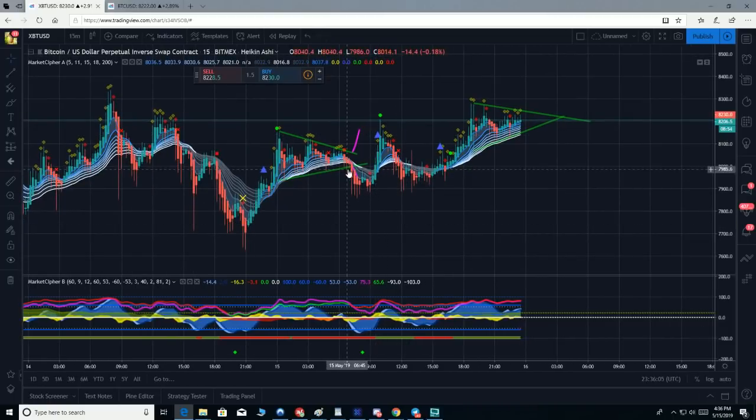Blue triangle, previous trend, down, reversal. Now, yes, it did go down a little bit, but overall we're up. Blue triangle, previous trend, down, going up. Pretty simple.